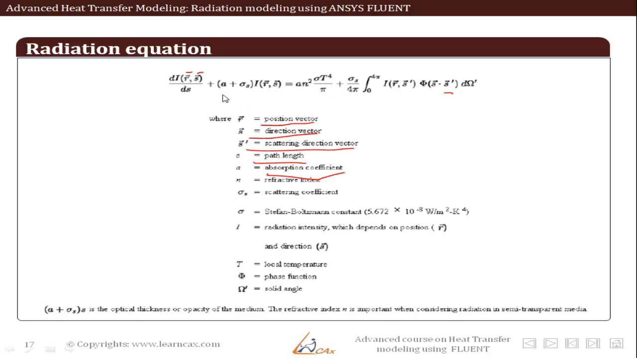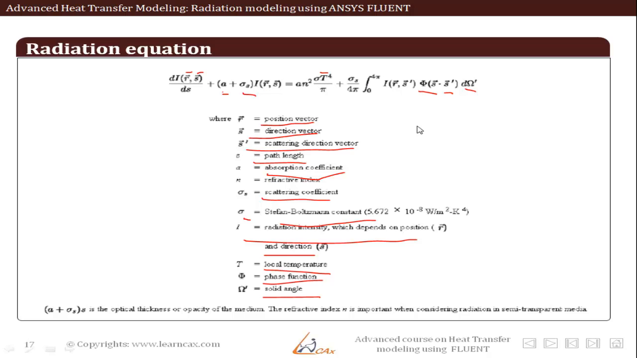Absorption coefficient is alpha, which is given here. We have the scattering coefficient sigma s, which is given here. Sigma is the Stefan-Boltzmann constant, which is also included in this equation. I is the radiation intensity, which depends on position and direction. T is the local temperature, which is used here. Phi is the phase function, and omega is the solid angle, which is shown here.